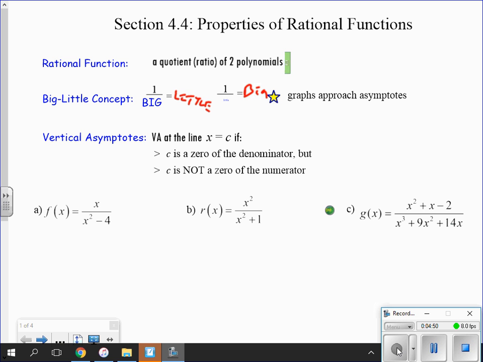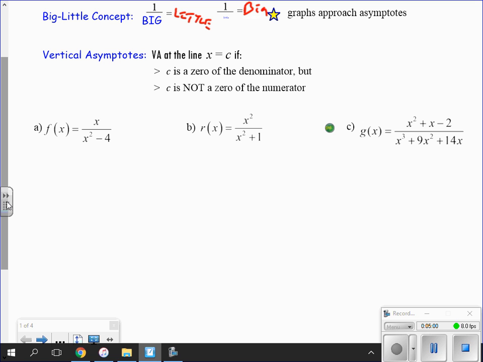Okay. So, my first example, f of x equals x over x squared minus 4. I want to know where my vertical asymptotes are. So I take my denominator, x squared minus 4, and set it equal to 0. There are two ways to figure out my zeros. I can factor: x plus 2, x minus 2 equals 0. Or I can just add 4 to both sides and take the square root, and I get x equals plus or minus 2. That's my denominator. Will 2 or negative 2 make my numerator 0? No. So I have a vertical asymptote at x equals 2 and x equals negative 2.